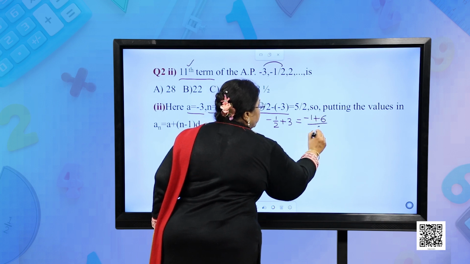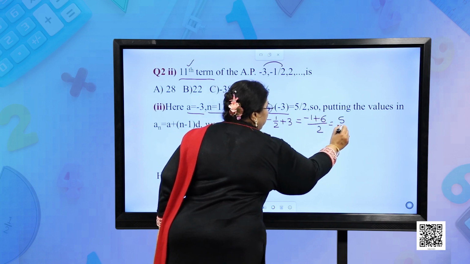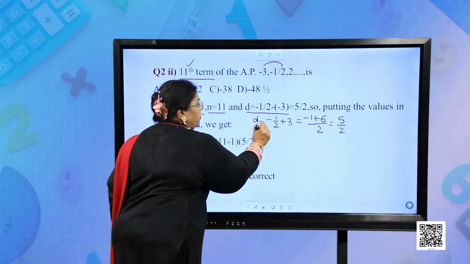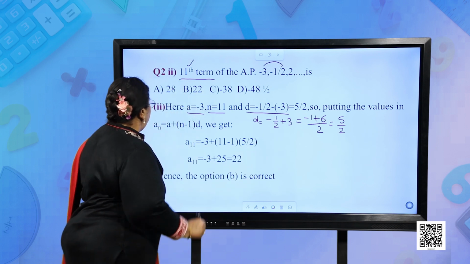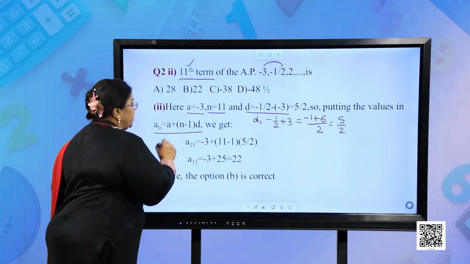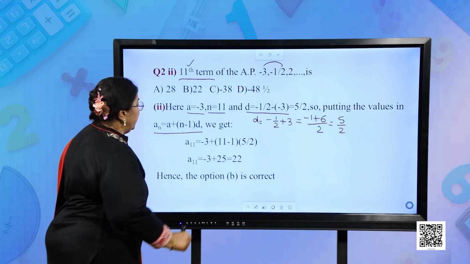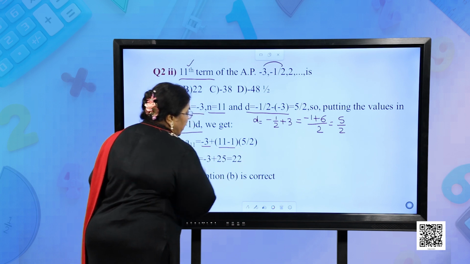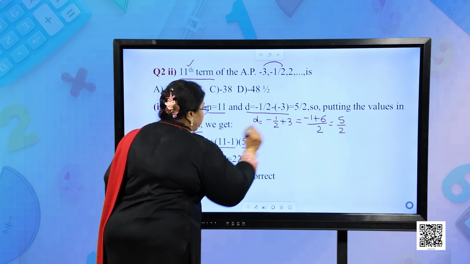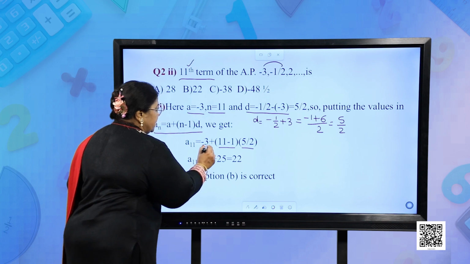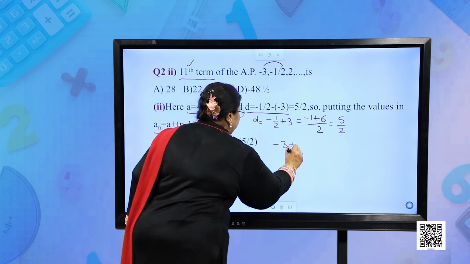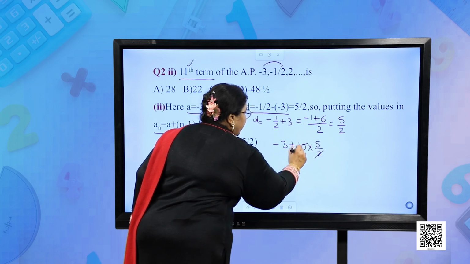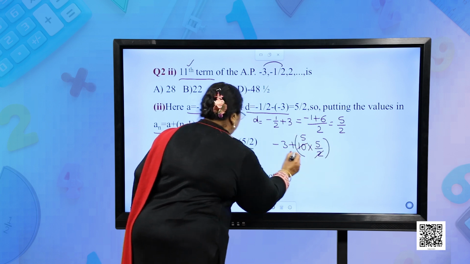3 2s are 6 upon 2. This gives me 5 upon 2. All right. So, D is calculated as 5 upon 2. In substituting n, An is equal to A plus n minus 1 into D, we have put the value of A as minus 3, n is 11, so 11 minus 1 and common difference is 5 upon 2. So, minus 3 plus 10 into 5 upon 2. If I cancel this, 5 5s are 25.